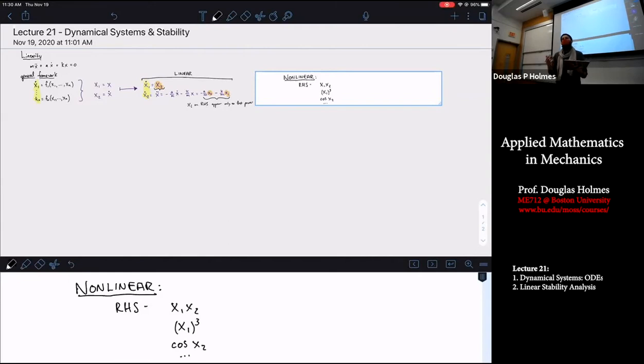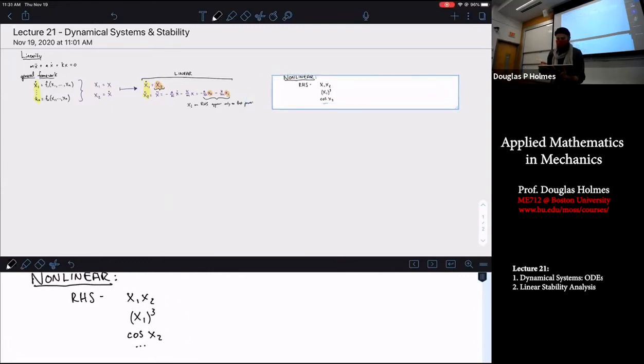Nonlinear systems are really difficult to evaluate, and in many cases really difficult to generate solutions, or even simply prove that a solution exists, and if that solution exists, prove that a unique solution exists, that there's only one. However, there are some tools that we can use to start evaluating these things.